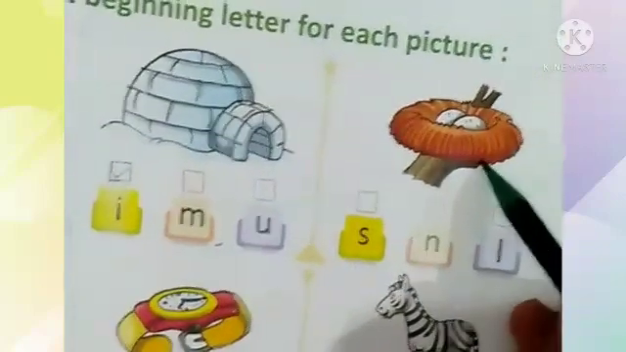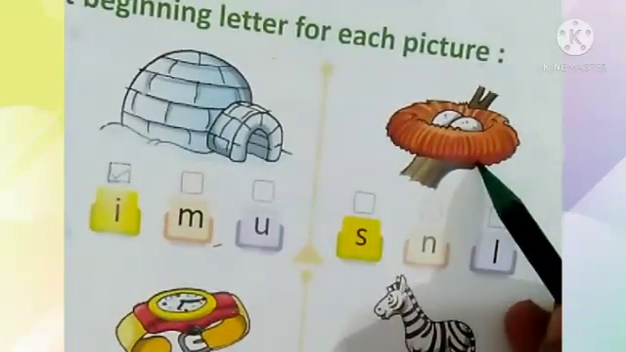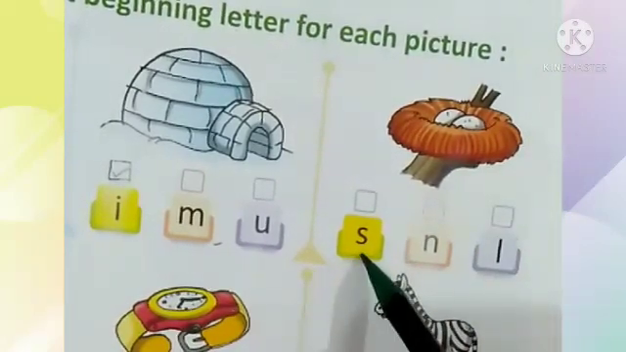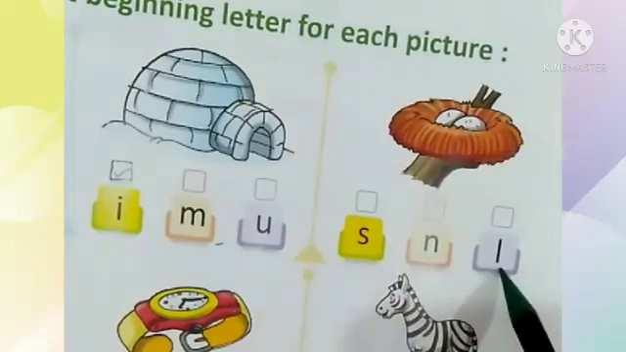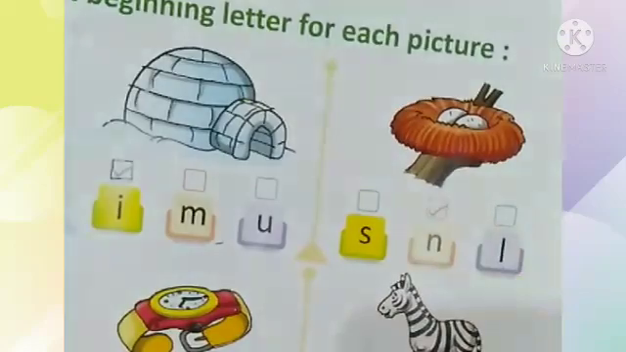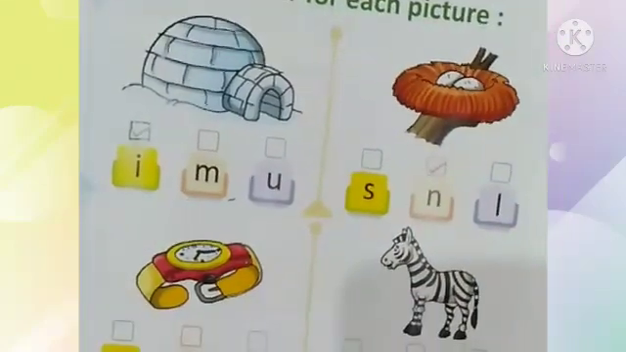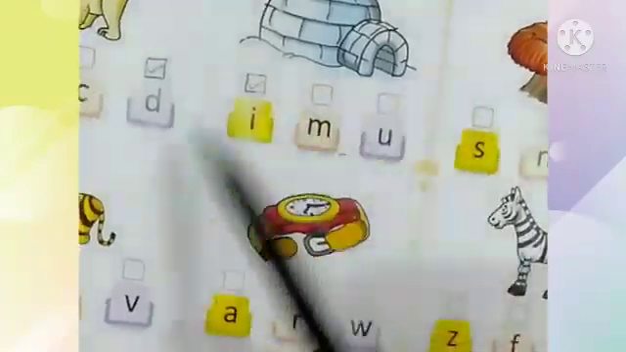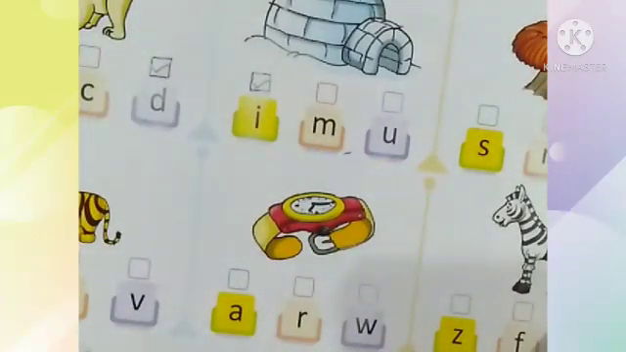Now which picture is this? This is a picture of a nest. N for nest. Find out where is N. This is S. This is N. This is L. You will tick in this box like this. Okay? Like this you will complete the rest of the pictures.